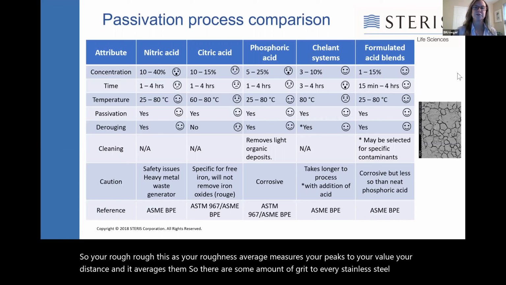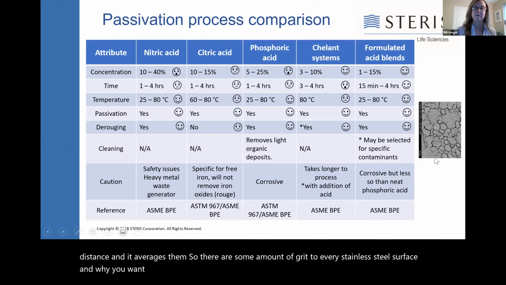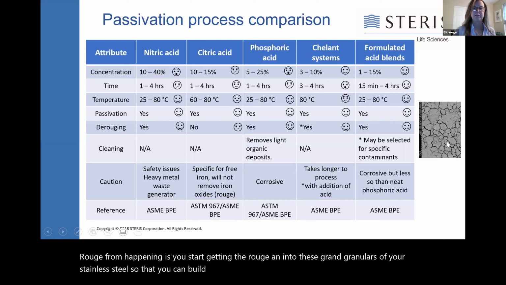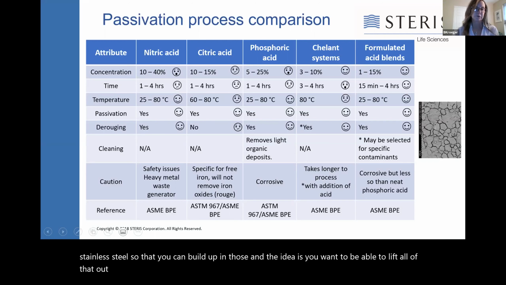And why you want to prevent rouge from happening is that you start getting the rouge into these granules of your stainless steel so that you can build up in those. The idea is you want to be able to lift all of that out of the crevices, not only from the surface of the stainless steel, but including those crevices.